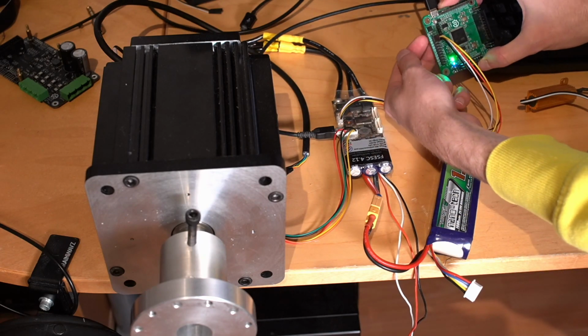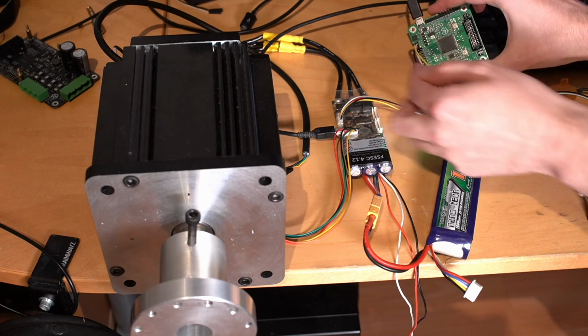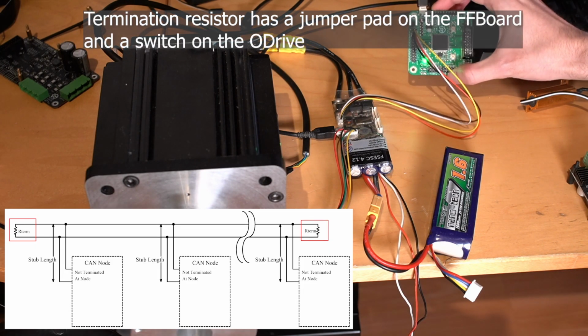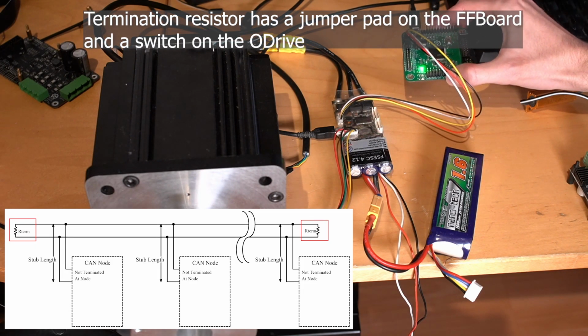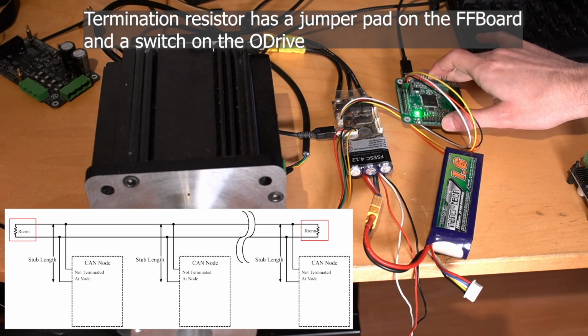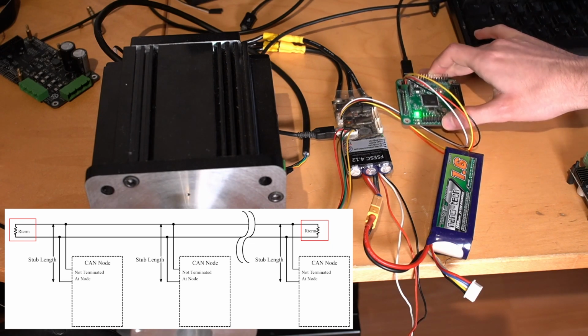You have to take care that the CAN termination resistor, which is here next to the CAN transceiver, is actually connected to the CAN high and CAN low lines, because a CAN bus needs to be terminated with 120 ohms at both ends.